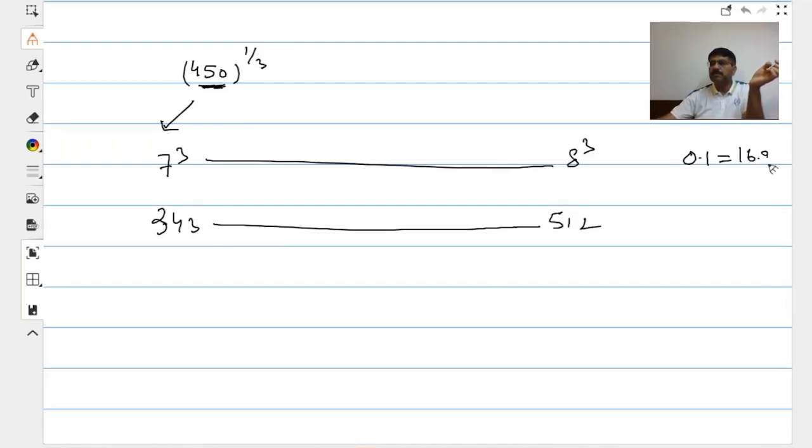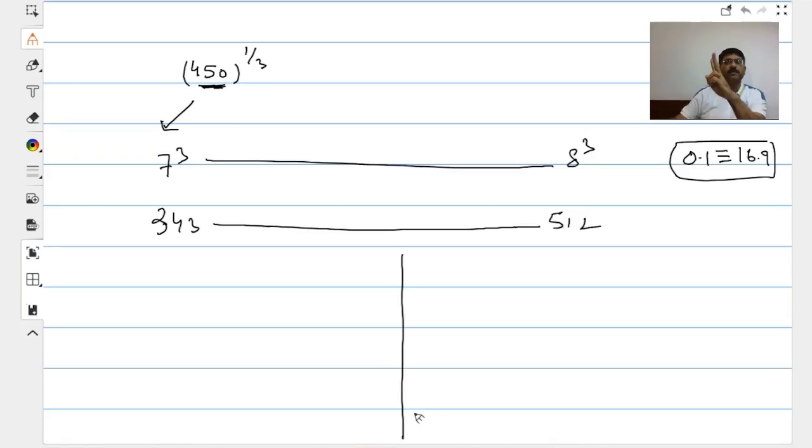16.9. Got it? That is, I use it as a decimal equivalent. Now you see how I'm going to use it. I'm going to use it in two ways. 7 ka cube is 343. Call it 17. 7.1 cube is 343 plus 17. That is going to be 360. You got it? Wait, 107 kahan se aaya?